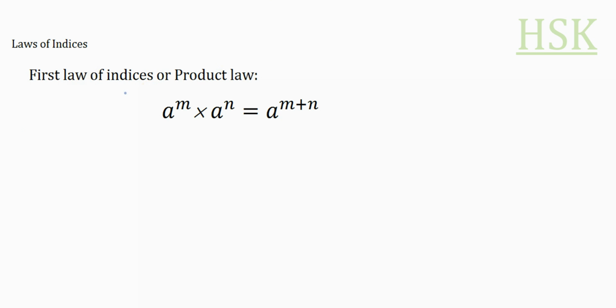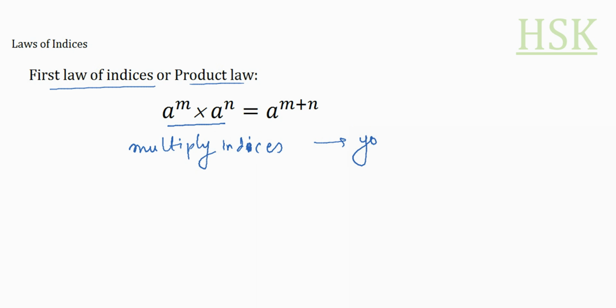The first law of indices, or product law. This law states that if we have two quantities, a to the power of m and a to the power of n, and we multiply them, that is, we take the product, then it is equal to a to the power of m plus n. So this simply means when you multiply terms containing indices, you add the indices, or powers.